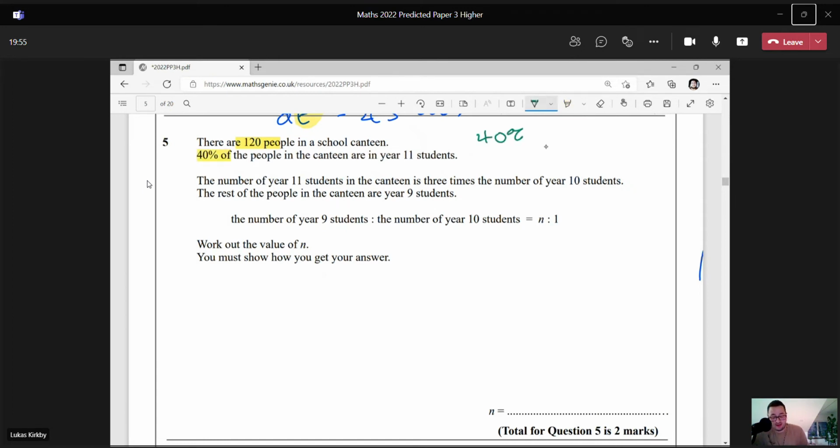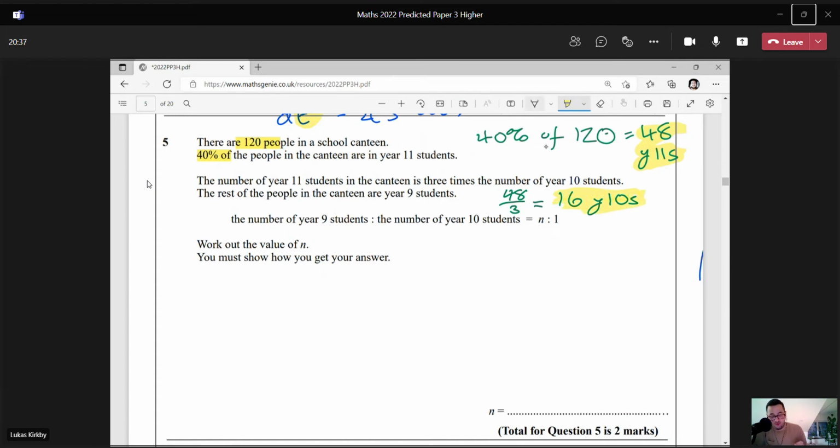So 40% of 120. So again, we'll just do it in our calculator. So 40% times 120, and we end up with 48. So there are 48 year 11s. So let's keep that in mind. We'll highlight that. We've got 48 year 11s. Then it says the number of year 11 students in the canteen is 3 times the number of year 10 students. Well, we can divide 48 by 3, so 48 over 3 is 16, and that's how many year 10s we've got. So already we're just figuring stuff out.